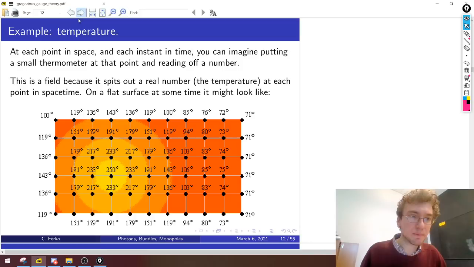So a nice intuitive example is temperature, right? At each point in space and each instant in time, you can imagine putting a little thermometer and it reads out some temperature, which is a real number. So this temperature field is just a real valued field on spacetime. Here's just like what it might look like on a flat surface at a fixed time.